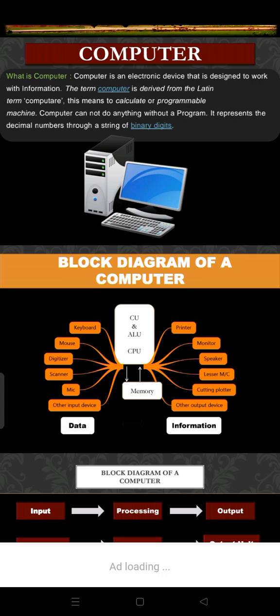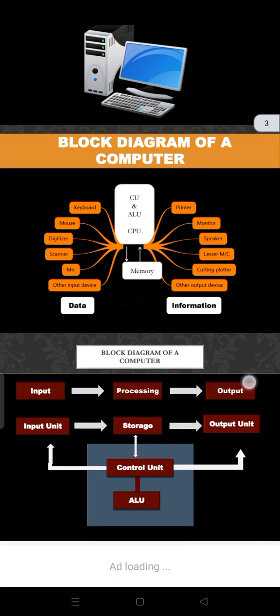So, a computer is an electronic device that is designed to work with information. The term computer is derived from the Latin term computare. This means to calculate, or a programmable machine. A computer cannot do anything without a program. It represents decimal numbers through a string of binary digits. These binary digits are 0 and 1.